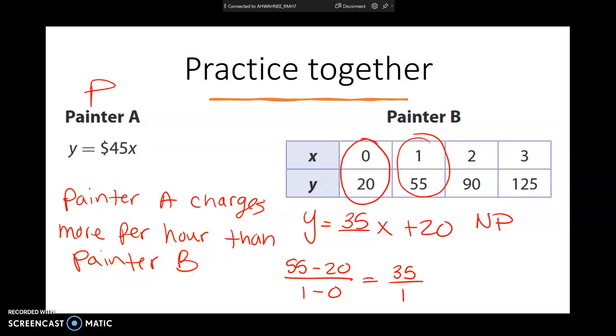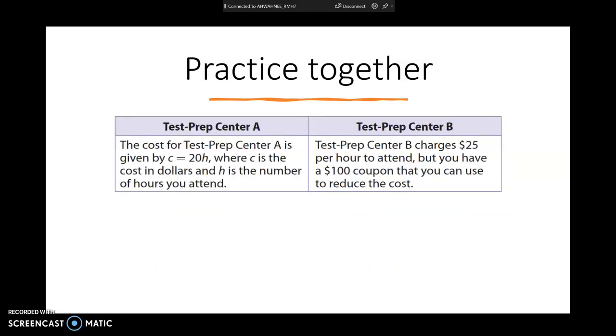Let's do one more. Okay, the cost for test prep center A is given by C equals 20H. So there's our equation, where C is the cost in dollars and H is the number of hours you attend. Test center B charges $25 per hour, so y equals 25x. But you have a $100 coupon that you could use to reduce the cost.